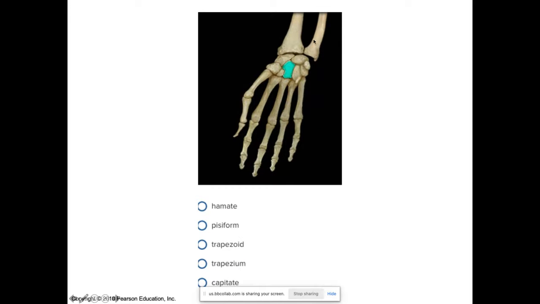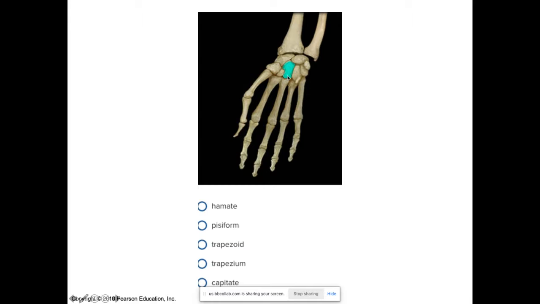Make sure you review the bony anatomy of the hand. So in a hand, you have 8 carpals. In the foot, you have 7 tarsals. So there's 8 carpal bones, and you always want to learn them in anatomical position from lateral to medial.